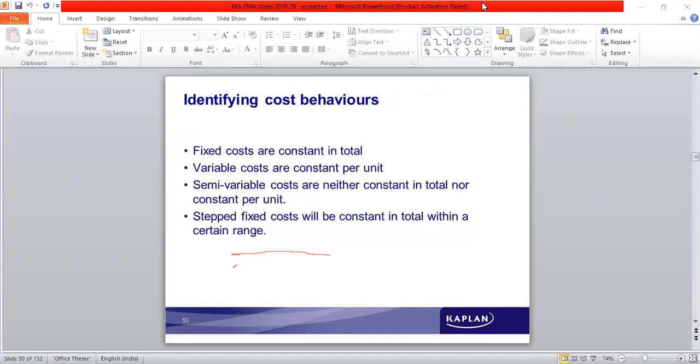Fixed costs are constant in total, variable costs are constant per unit. This part you have to very, very clearly register in your mind. Total fixed cost is constant, but variable cost per unit is constant. Fixed cost per unit keeps decreasing.